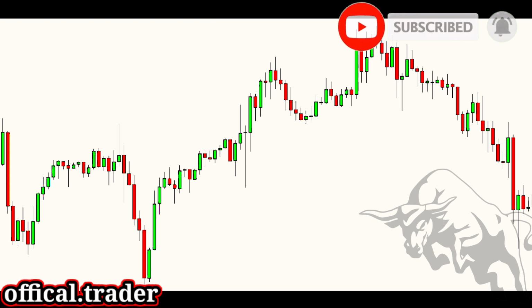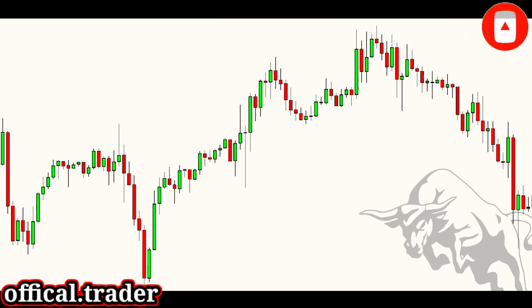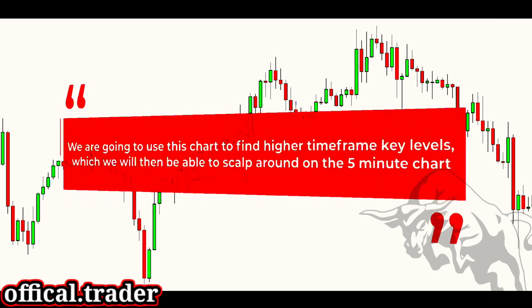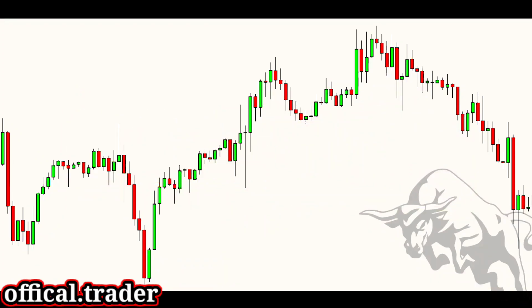It's time to run through a step-by-step strategy for scalping. Step 1 of this strategy is to load up a 1 hour chart of your favorite product. We are going to use this chart to find higher time frame key levels, which we will then be able to scalp around on the 5 minute chart.